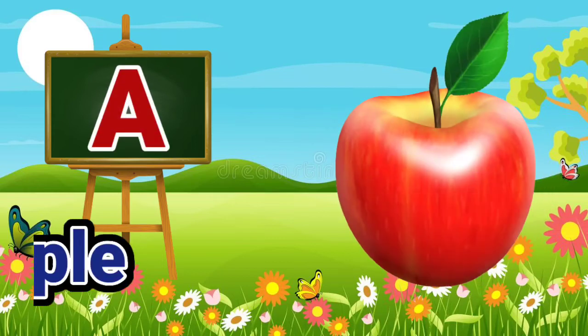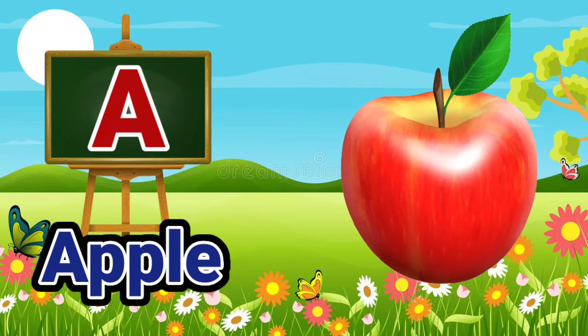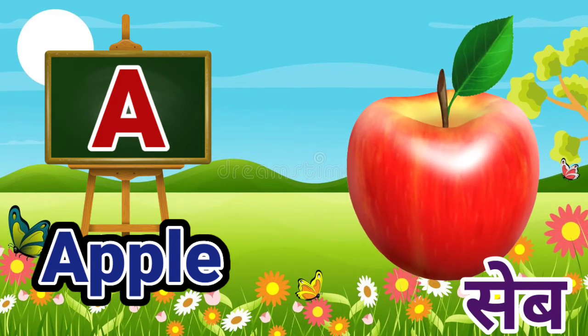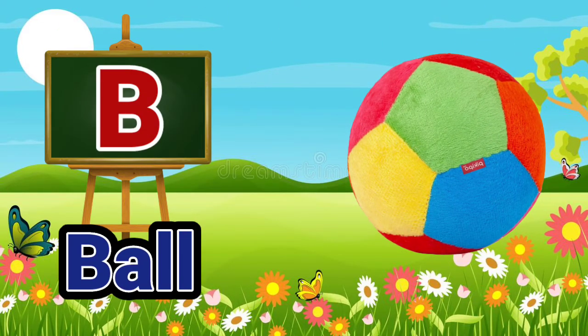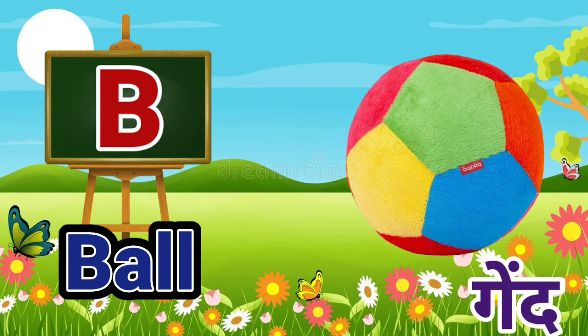A for apple. Apple means shape. B for ball. Ball means gend.